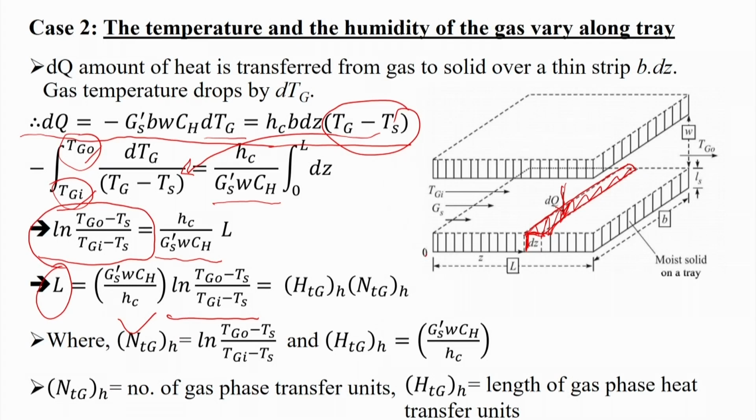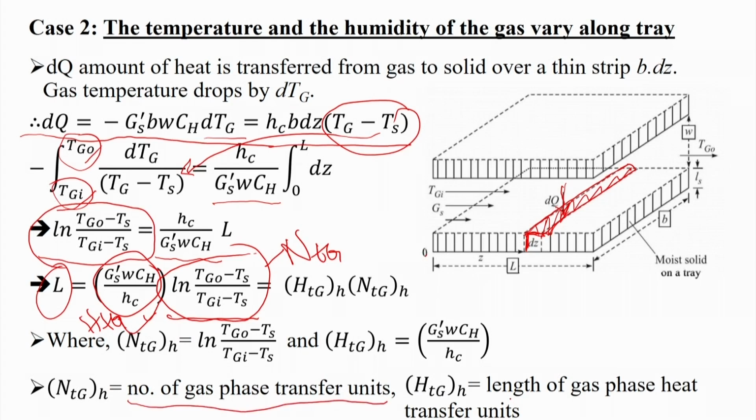Out of this, ln of Tgo minus Ts by Tgi minus Ts is nothing but Ntg, and Gs' into W into Ch by Hc is the height of the transfer unit, Htg. So, Ntg is the number of gas phase transfer units, and Htg is the height or length of the gas phase heat transfer unit.